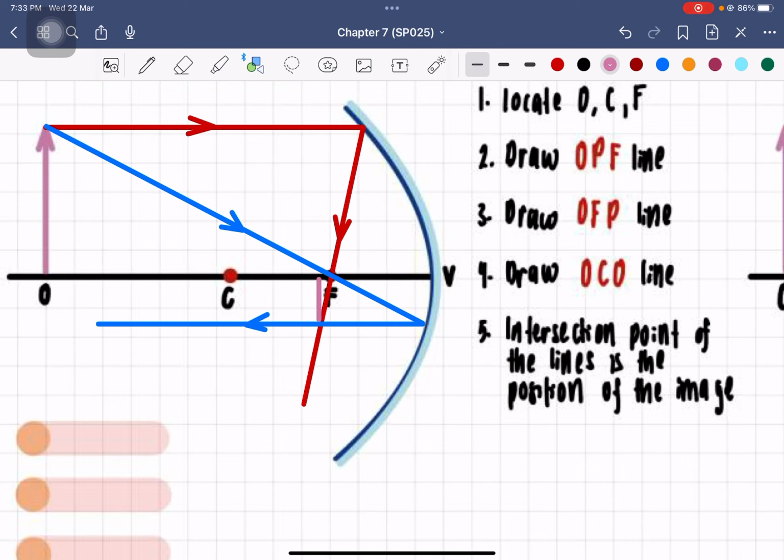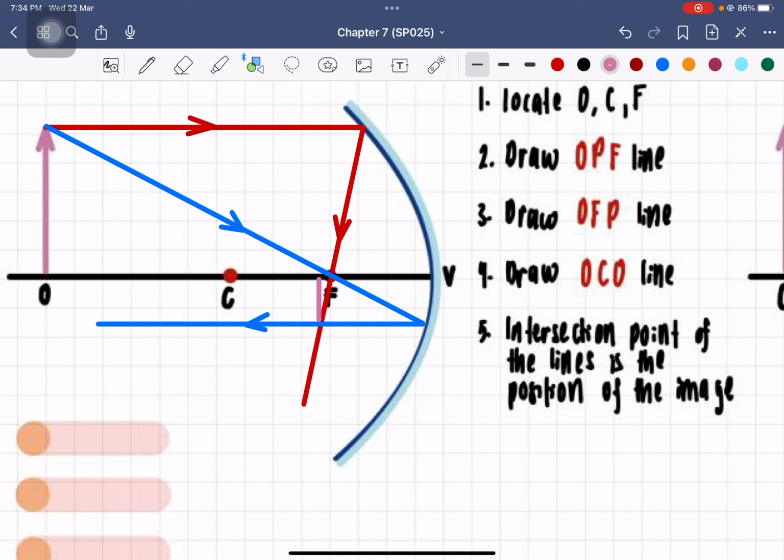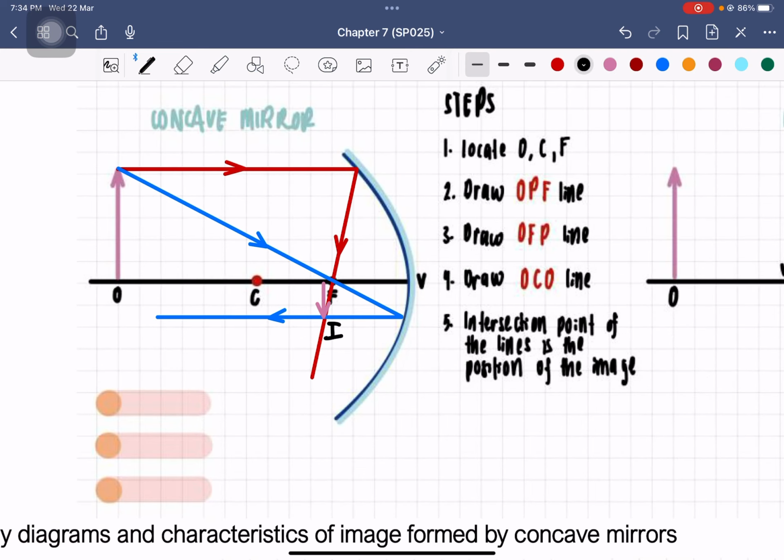So how do I know if it's going downwards or upwards? Basically, let's just imagine this principal axis as your reference line. Anything that goes below this reference line will be pointing downwards, whereas if it's going upwards here, it will be pointing upwards. Okay, so this is the image. You label it here as I, which is the image. Right, so 2 rays are enough.